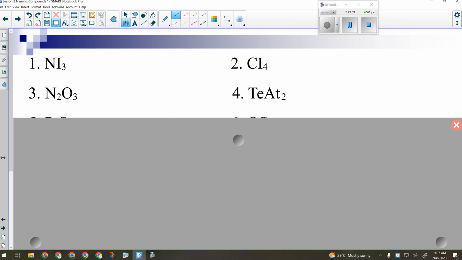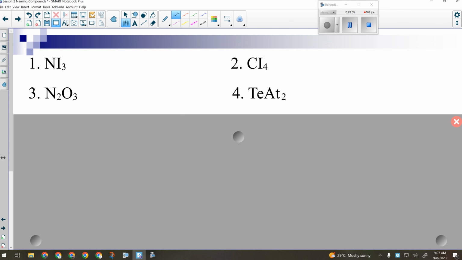All right, let's have you try the first 4 here. Write down the proper chemical names using your molecular naming rules for those 4. For the first one, I've got nitrogen and iodine together, so the rules say I don't change the name of the first element, so I just write nitrogen. There's only one nitrogen, so I don't need a prefix on that one.